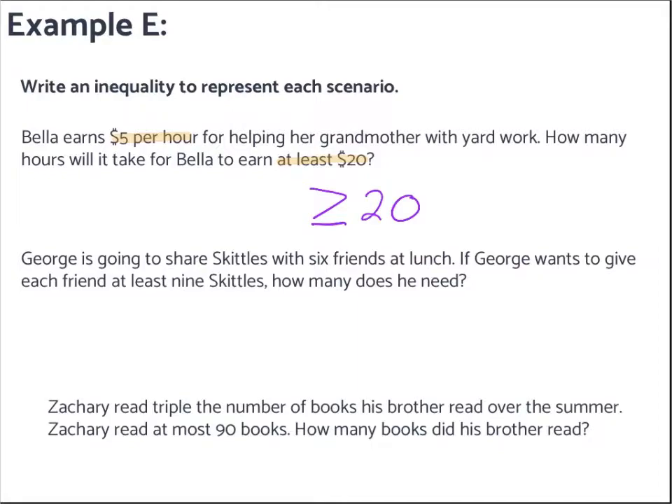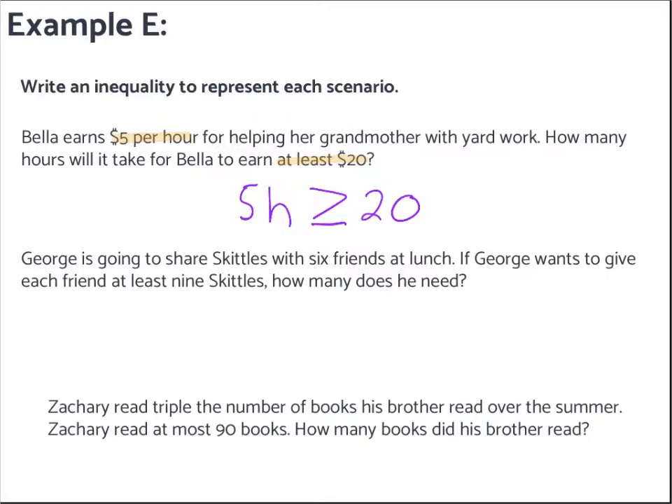Now, it says that she earns $5 per hour. We don't know how many hours she works. So if we had 5 times 1 or 5 times 2 or 5 times 3, we don't know what that is, but we know we're going to be multiplying. So we're going to put that as 5h, h for hours. I could have used x, I could have used a, I could use any variable that I wanted. But this shows that I have 5 times the number of hours, and I want that to be greater than or equal to $20. Okay, so the at least is the key there because I need to make sure that I have on her side, in this case, more than the $20.